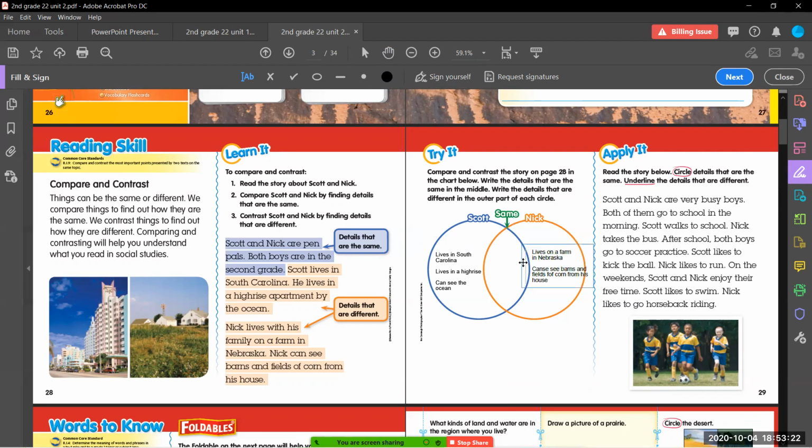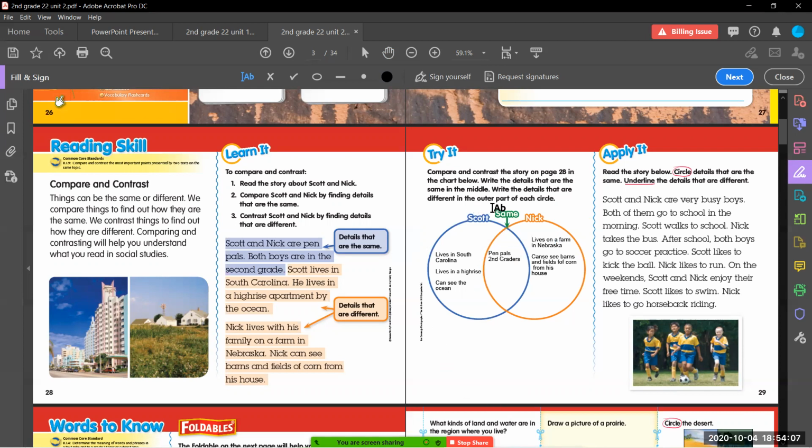So I can take this information and scoot it over into this area about Nick. And then I can try and organize my information so it fits all in my Venn diagram. Now in the middle, I want to put how they are the same. So the details that we're talking about when we're comparing, or talking about how something is the same, is what they have highlighted in that blue purple color. Okay, we know they're both pen pals, and they're both in the second grade.